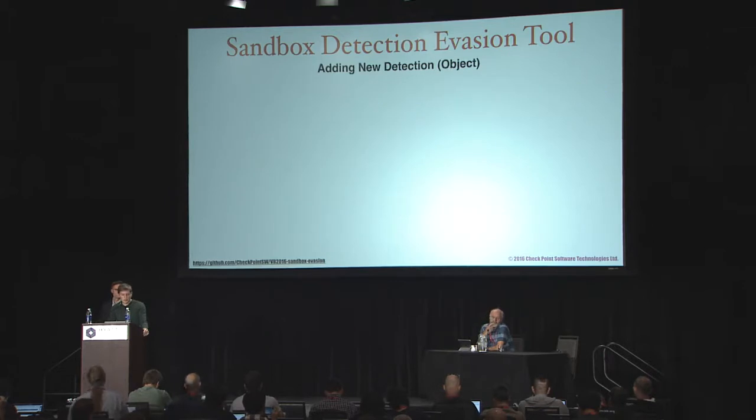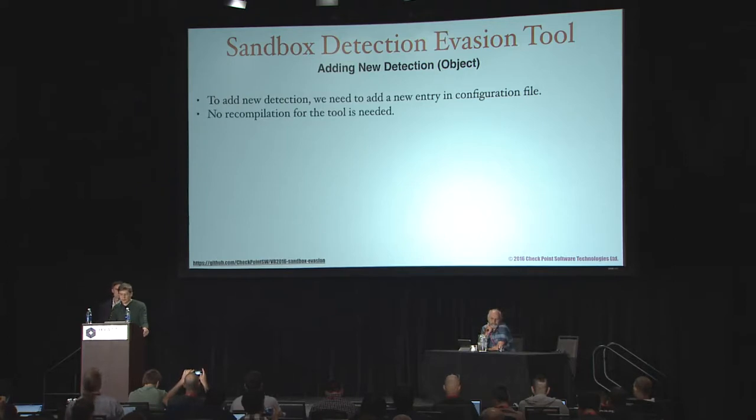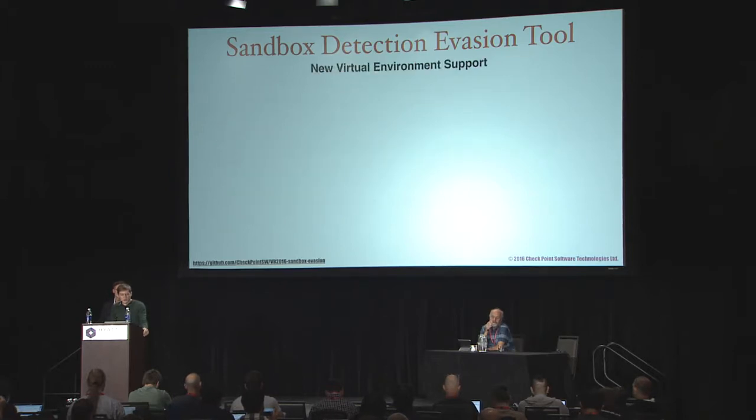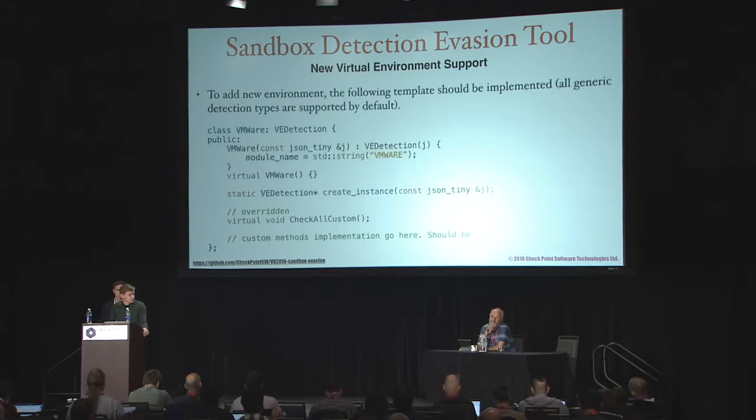So to add a new detection artifact, we just need to add a new entry in the configuration file. There is absolutely no need to recompile the tool. As an example, we can add such a section in the configuration file to detect virtual environments based on a specific device. So if we want to add new virtual environment support, we just need to implement the following template. So it's pretty easy.